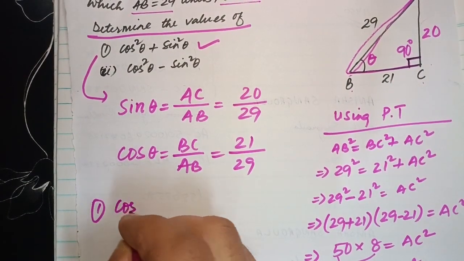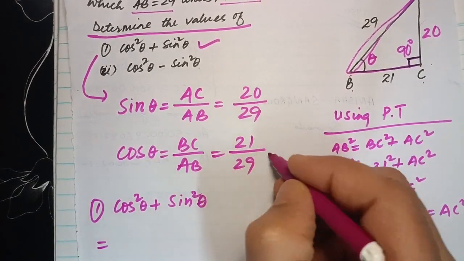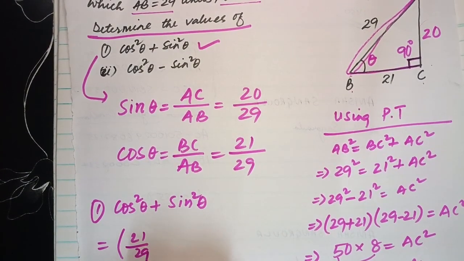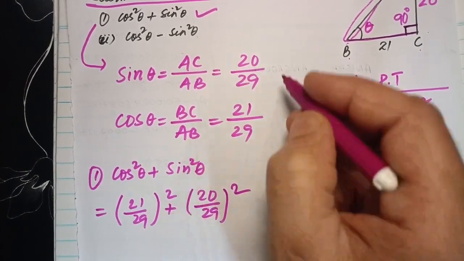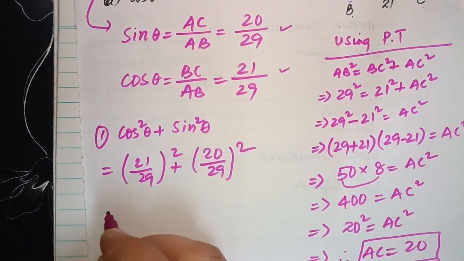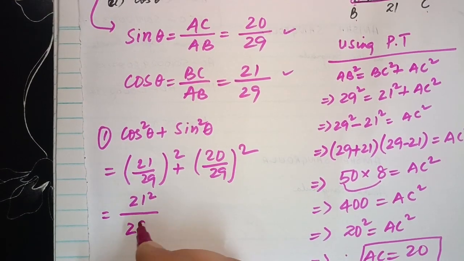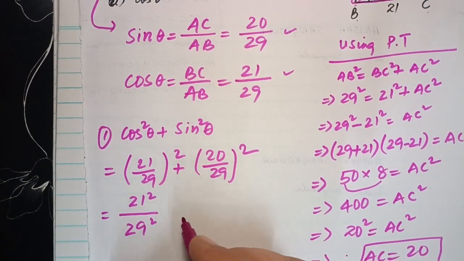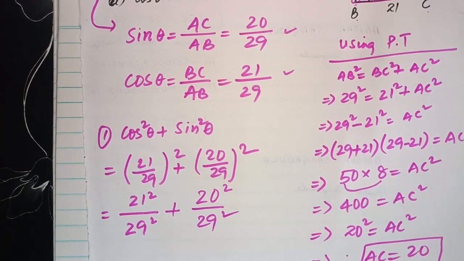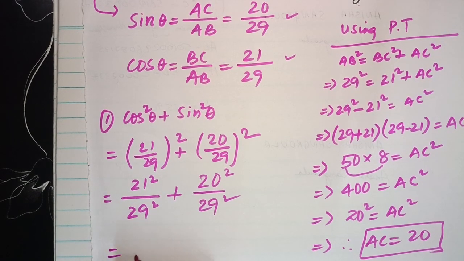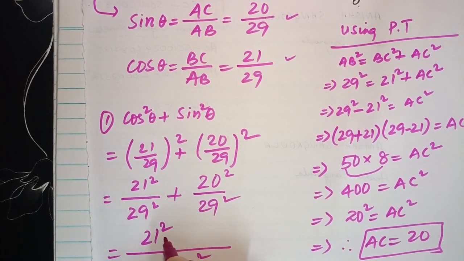So let us find the value of the first question. That is cos square theta plus sine square theta. What is the value of cos? 21 by 29 whole square plus 20 by 29 whole square. I took the values from here, don't get confused. If I bifurcate it, I can write it as 29 square. This square is for both numerator and denominator, I think you know it. And in the same way for the other term. Now if your denominator is the same, you can take the LCM, 29 square. Then for the numerator you can just add.